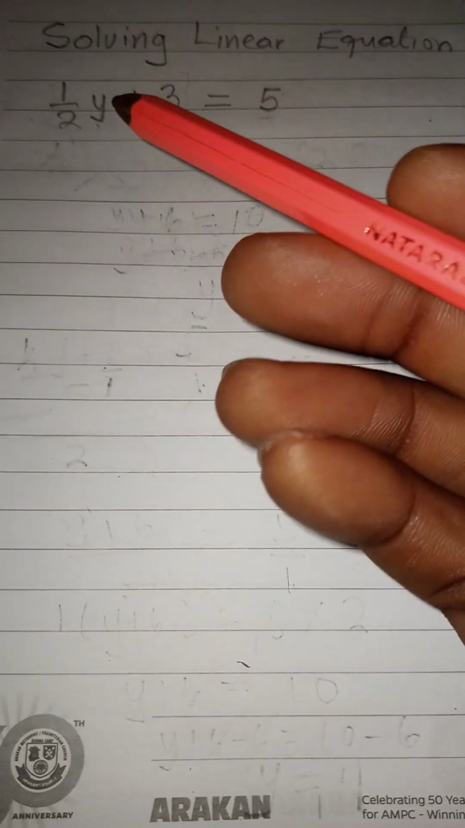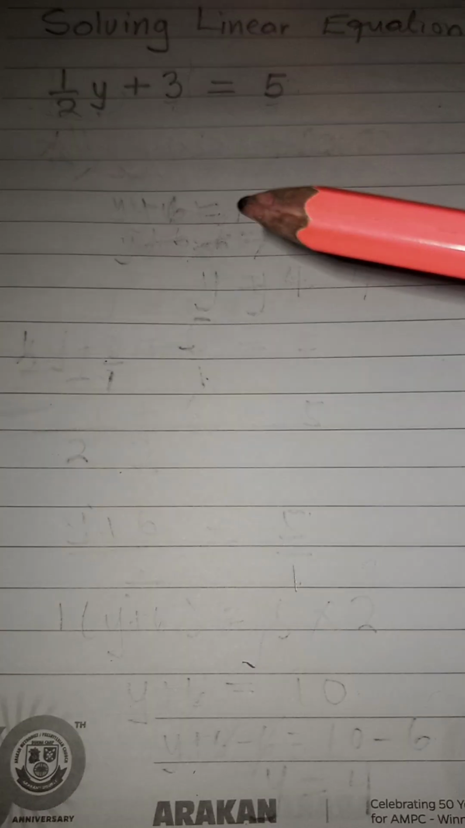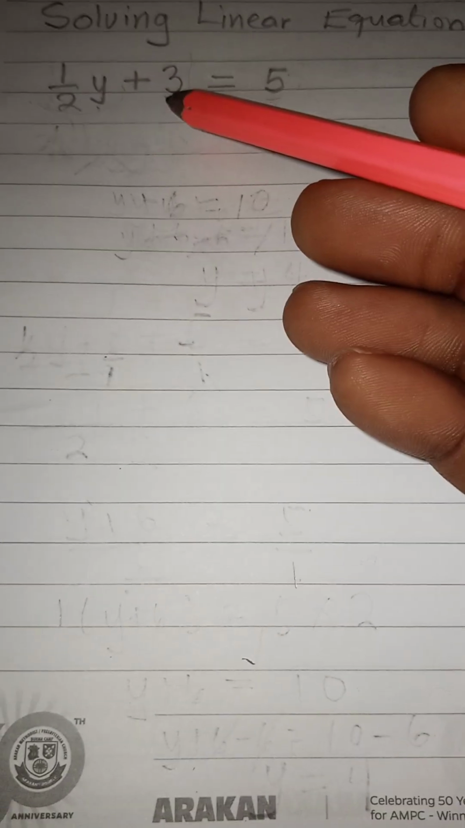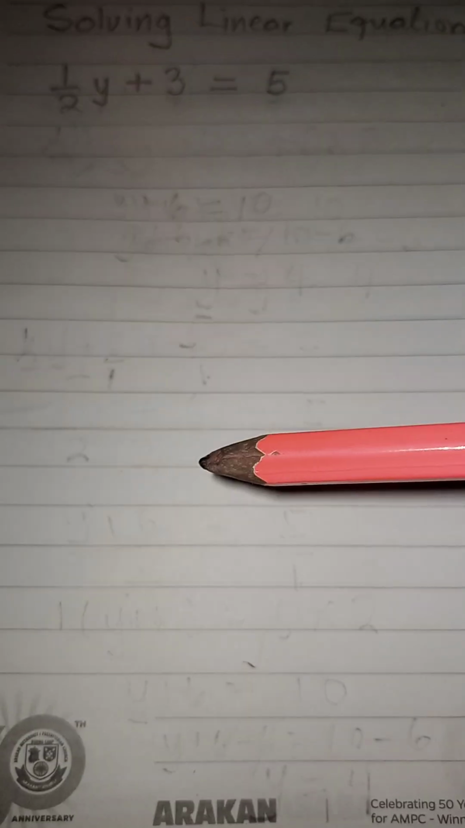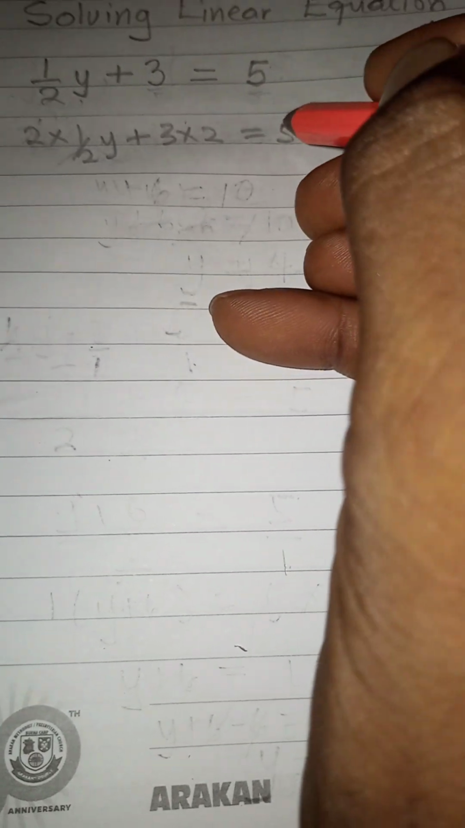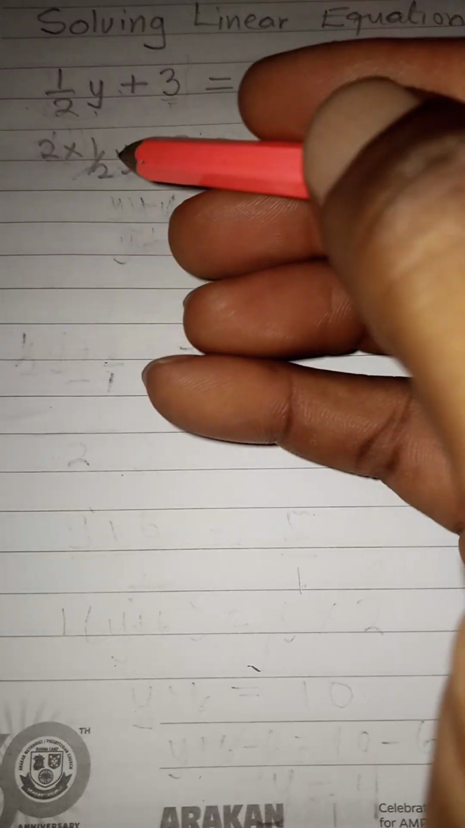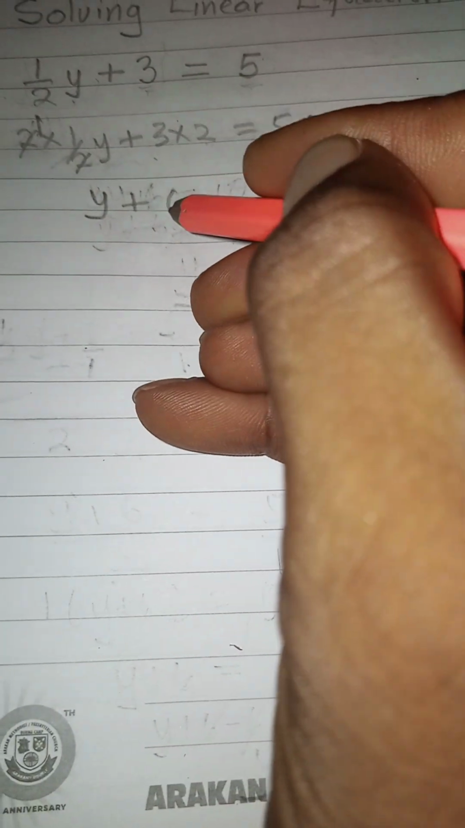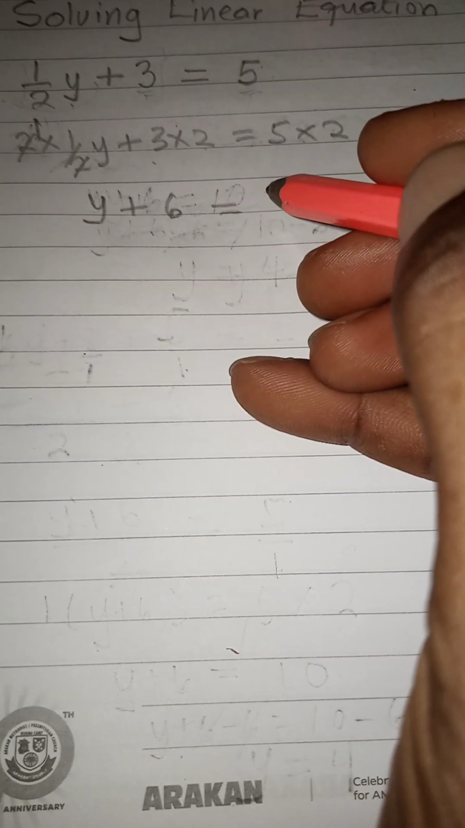To eliminate the fraction, you have to multiply the terms in the equation by the LCM. So with this, somebody may ask, which LCM do you have? The LCM here is 2 because all the numbers here are over 1, as you know in mathematics. So our LCM is 2, so we use it to multiply every term in the equation. Right, so this 2 will divide this 1. 1 multiplied by 1 is 1, multiplied by y is y. So y plus 3 multiplied by 2 is 6, which is equal to 5 multiplied by 2 is 10.